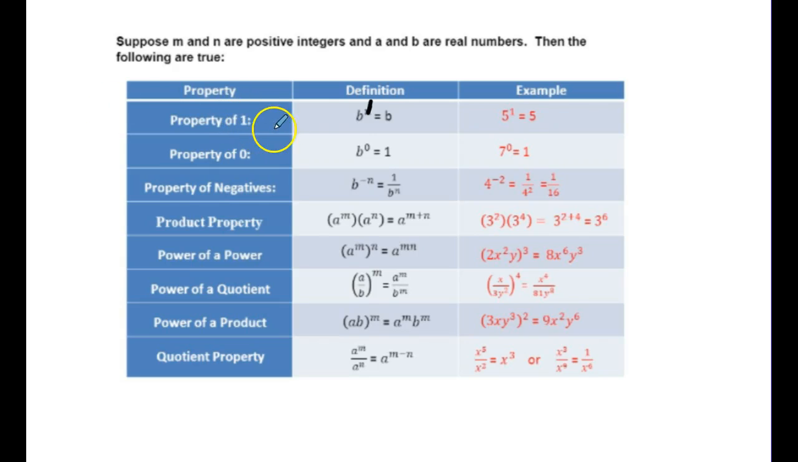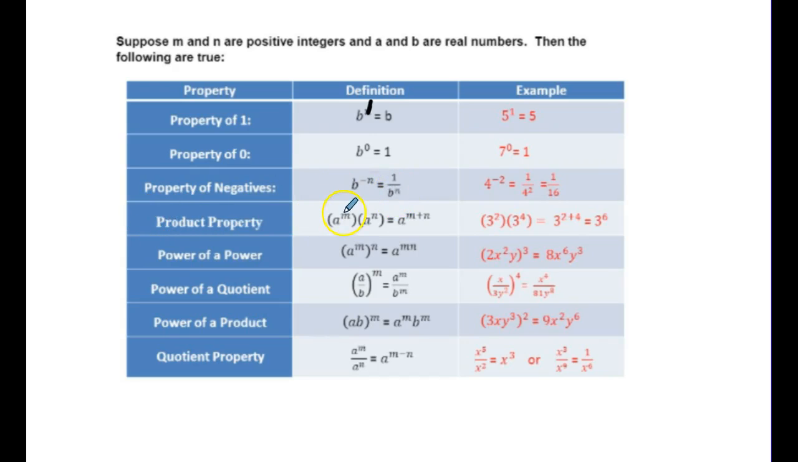First, we have the property of 1. If we raise any real number to the first power, we're still going to have an answer of that first number. Any number raised to the first power is itself. Property of 0, any real number raised to the 0 power is equal to 1. Property of negatives, we always want to work with positive exponents, so this allows us to create that positive exponent. If we have b raised to the negative n, we have to take the reciprocal of that, so we write that as 1 over b to the positive n power.